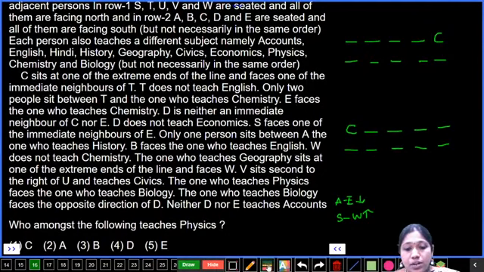So the next condition is, C sits at one of the extreme ends of the line and faces one of the immediate neighbors of T. T does not teach English. At this position, English should not be placed. And the next condition is only two people sit between T and chemistry.